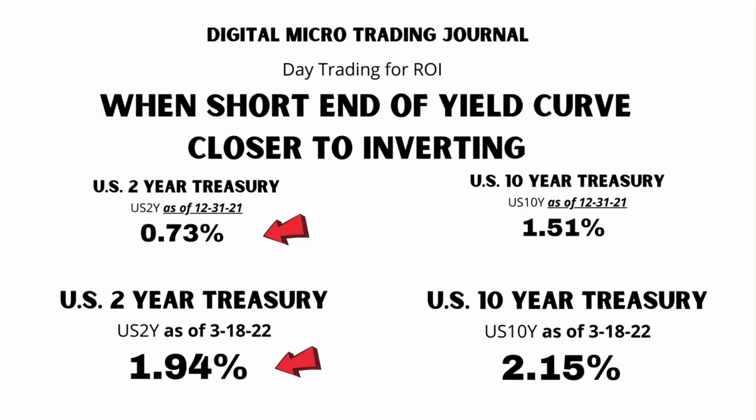So this is the education part of the video, where I want to talk about the short end of the yield curve getting closer to inverting. 2-year Treasuries at the end of December 31st were 0.73, and we closed last Friday, the 18th, at 1.94. We're nearing a 3x from where we closed the year. So in almost inversion, look at the 2 and the 10.